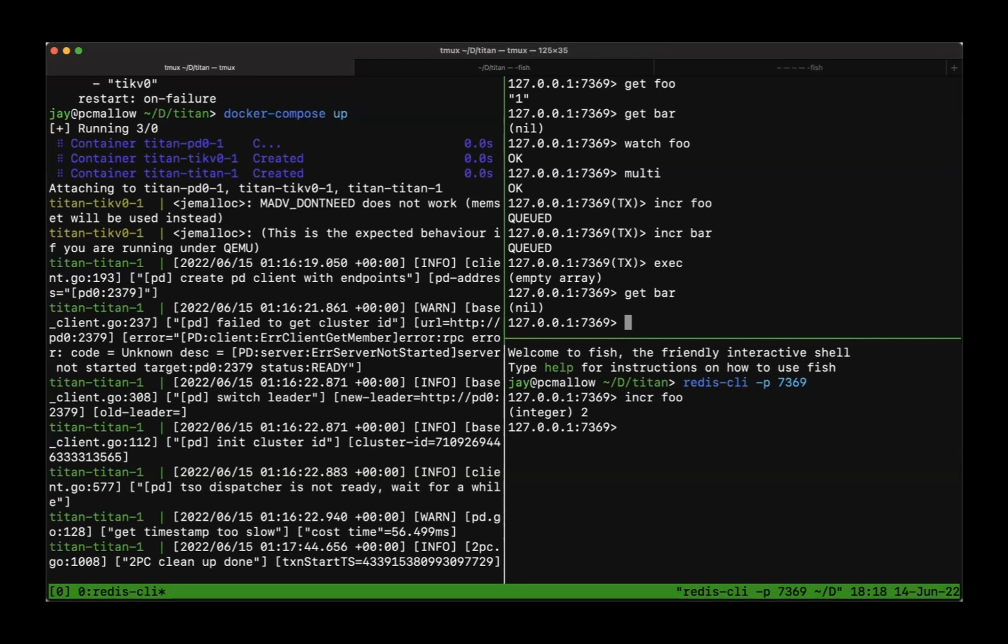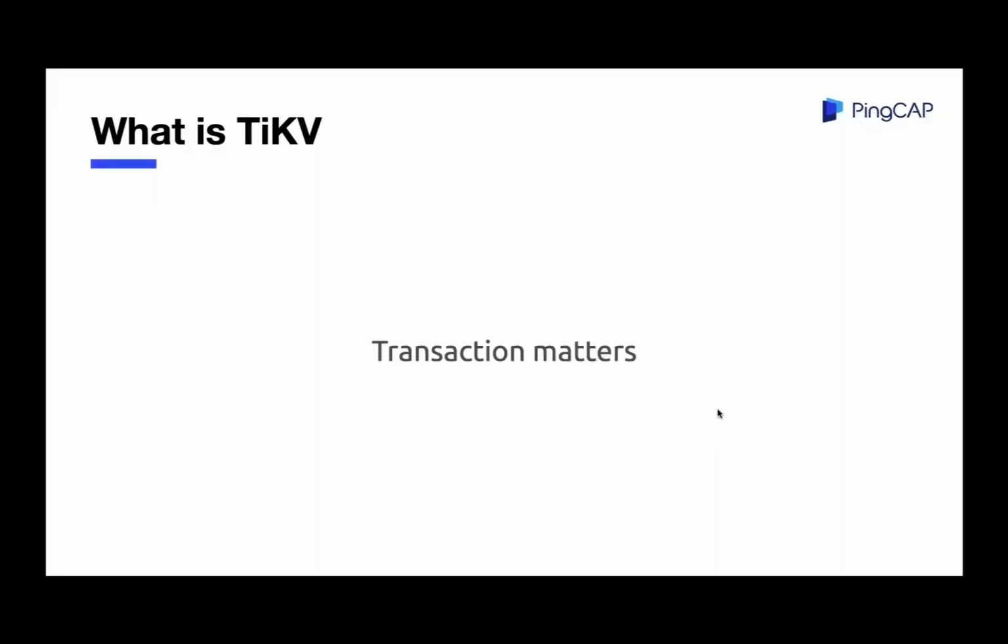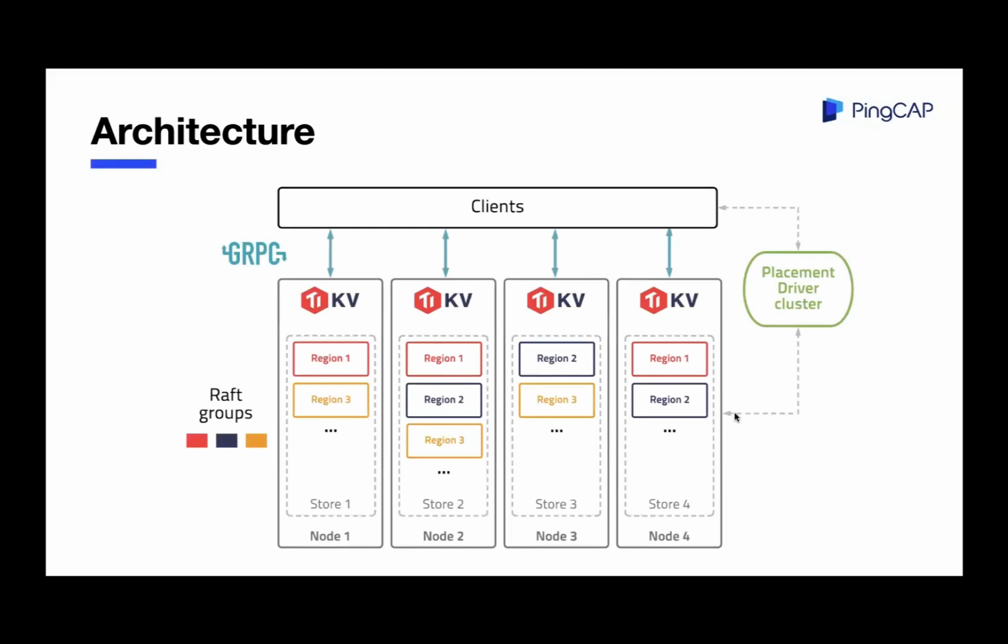But how does TiKV itself improve scalability, availability, and durability? Let's check the architecture of TiKV. The key space is sharded into small ranges. We call those ranges regions. It's not a good name, but let's deal with it. And every region will have multiple replicas.